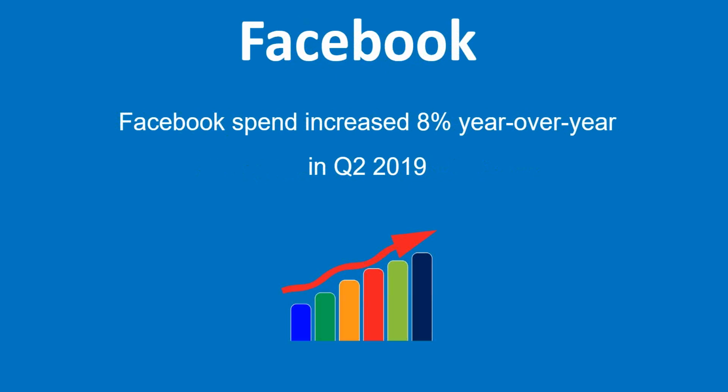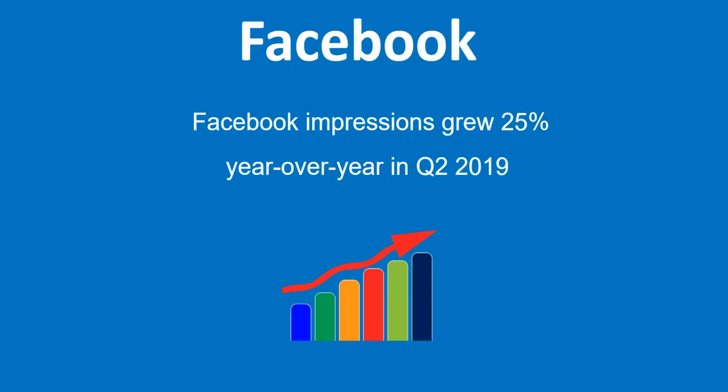Facebook's ad spend as a whole increased 8% year over year from Q2 2018 to Q2 2019. But more importantly, their impressions grew 25%. So although the spend growth was in single digits, that 25% impression growth is huge because it means that people are efficiently spending their money, and that means that we have to be doing that as advertisers as well if we want to compete in this marketplace.